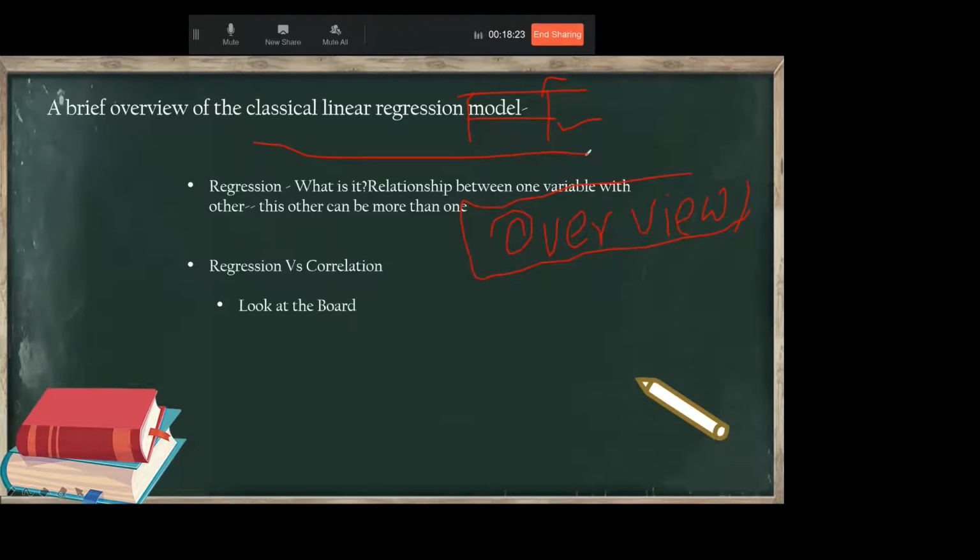Then we will see the difference between regression and correlation, because correlation is also something to measure the relation between two variables, two economic variables, financial variables, or any kind of other variables. But then why do we need regression? What's the difference between regression and correlation, if both are representing the same thing?